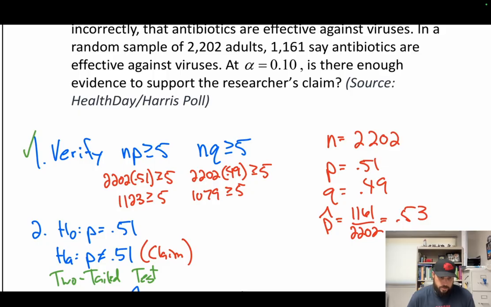All right, so we substitute those values in. We can see for np that 1,123 is greater than or equal to 5, and that 1,079 is greater than or equal to 5 for our nq. So then step 2, we can identify our null hypothesis, which is p equals 0.51, and our alternative hypothesis, which is p does not equal 0.51. That is also our claim, because we're talking about those who incorrectly believe, and we have a two-tailed test because this is an equals to and then not equal to.